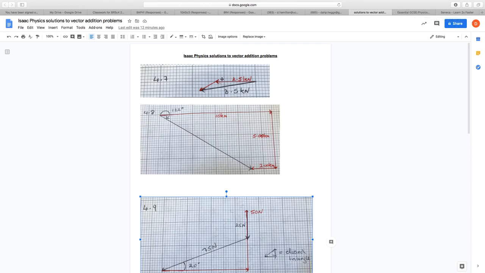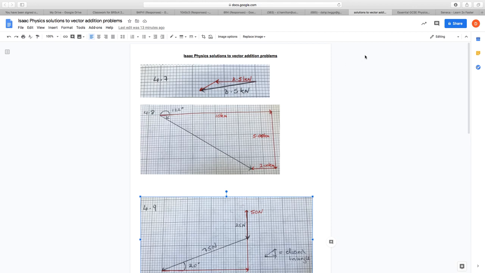So the wind's coming in from here, with this angle being 30 degrees. So we have 2.5 kilonewtons like this, we have 1.2 kilonewtons like this, and then you have your resultant of those two would be there. So measuring the length of that, 3.5 kilonewtons.